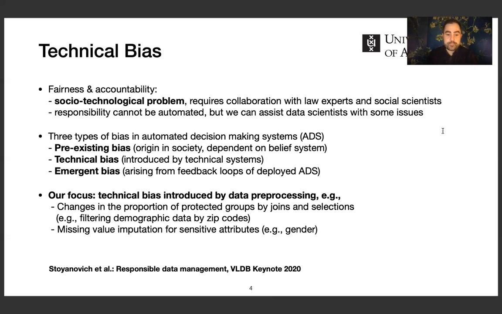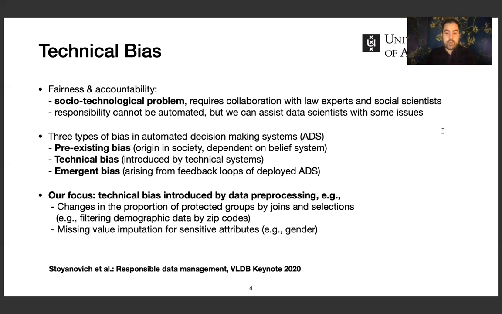I think it's good to take a look at the different types of bias that can occur in these automated decision-making systems. So there's pre-existing bias, which has its origin in society, which is dependent on the belief system. For example, whether it's fair or not to admit people to university just based on their grades, or whether you should also take some other socioeconomic factors into account. That's more a philosophical than a technical question.